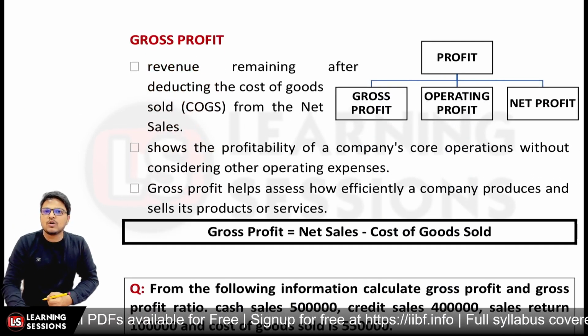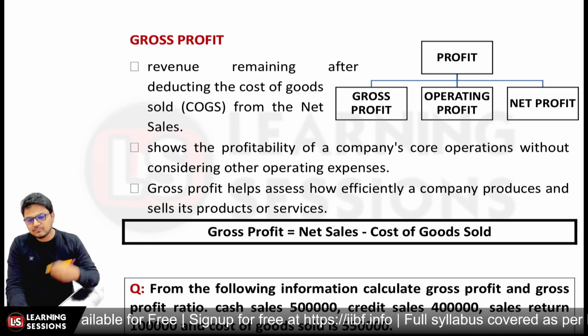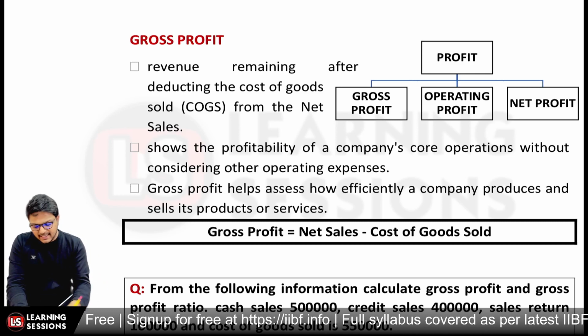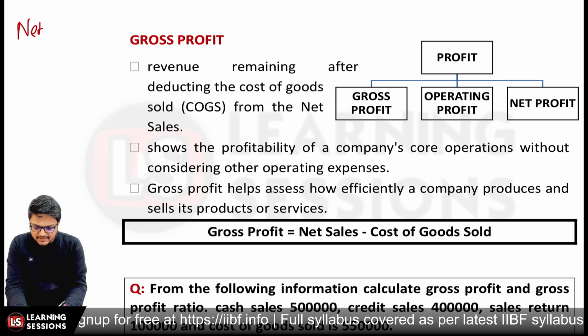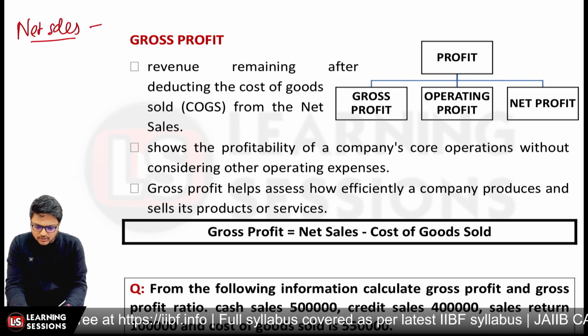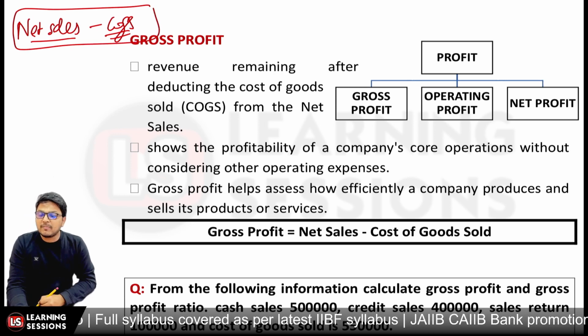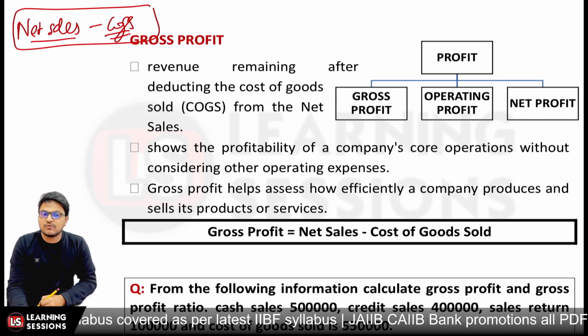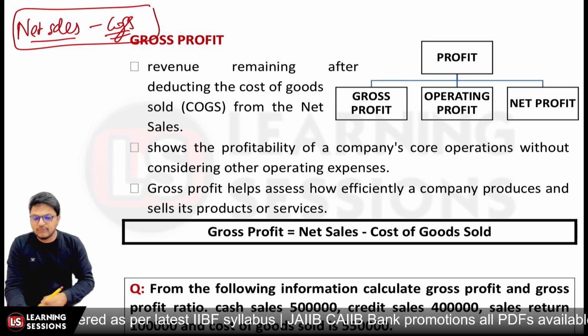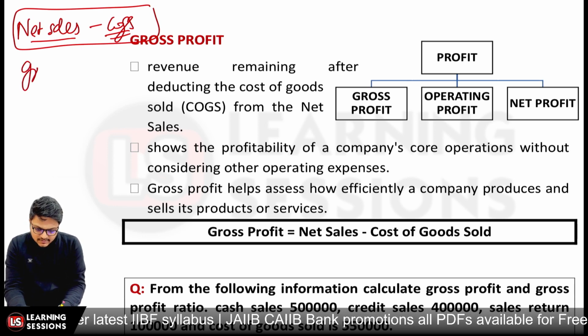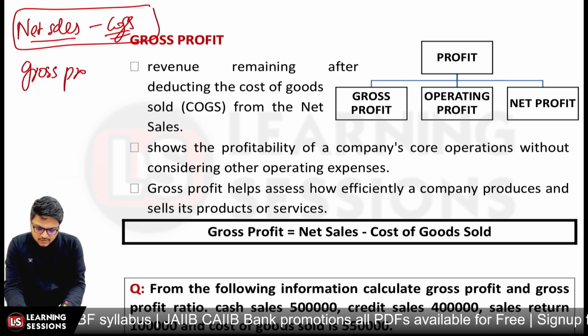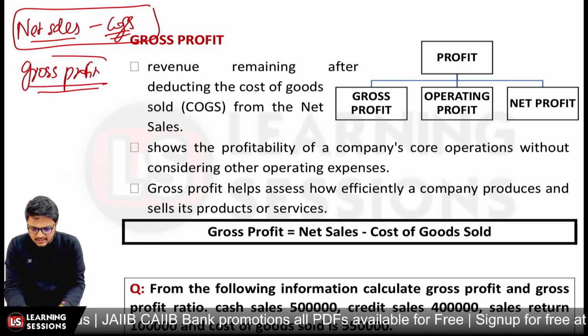Then further it's related to gross profit. What do you mean by gross profit? It is net sales minus the cost of goods sold, that is, the direct cost of producing those goods, right? When we subtract the COGS, the cost of goods sold, from the net sales, we get the gross profit. So what is gross profit? It is net sales minus the COGS.